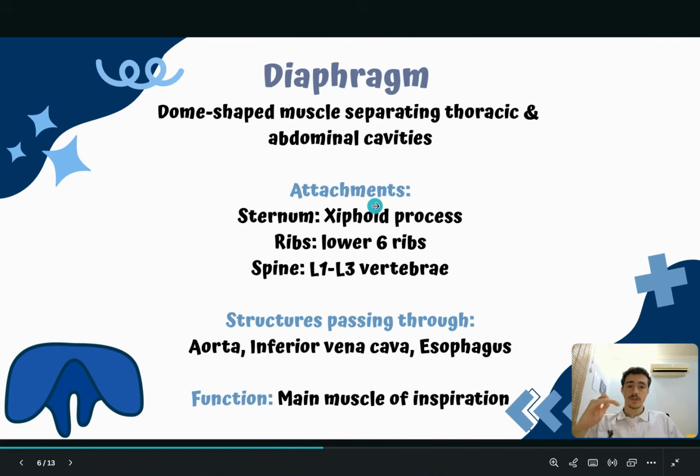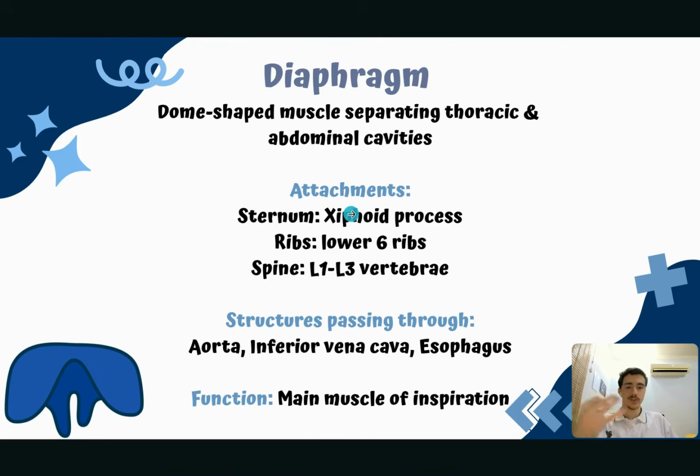The attachments of the diaphragm: we have three attachments. We have the sternum, we have the ribs, and we have the spine. For the sternum, it's the xiphoid process. For the ribs, it's the lower six ribs, and the spine is from lumbar 1 to lumbar 3 vertebra. These are the three attachments of the diaphragm.